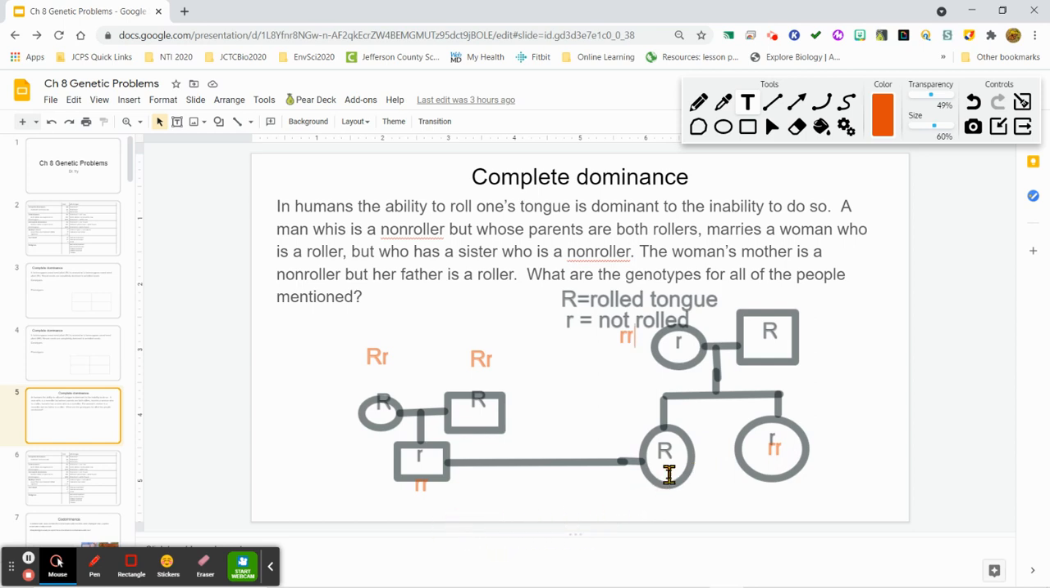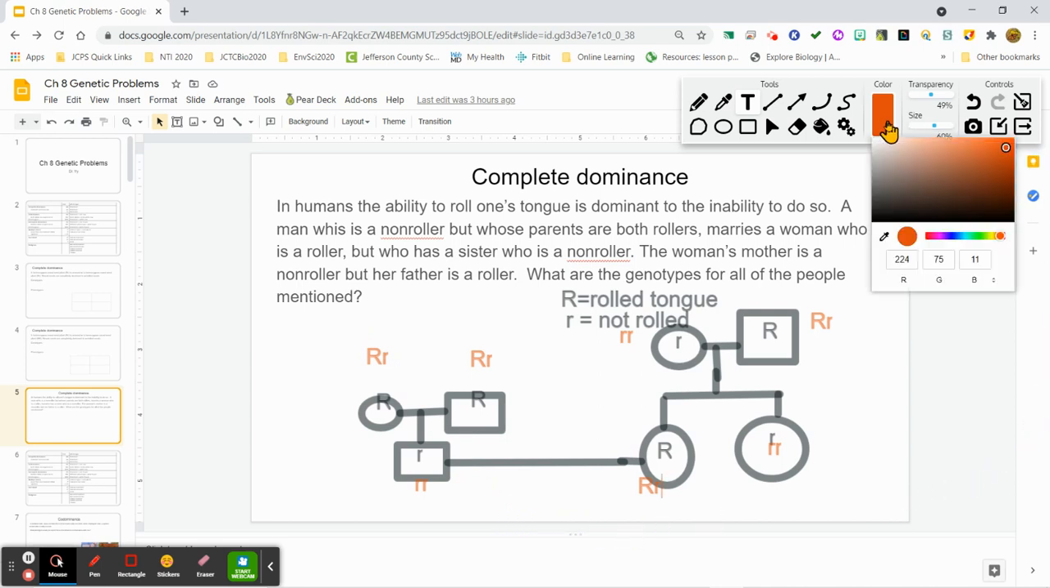And so he married her. So now you know this one's little r, but in order for them to have a daughter that's little r, this one had to give a little r. So he has to be big R, little r. And you know that she is also heterozygous because the only allele that this one can give is a little r. So this one is going to be big R, little r. So that's the answer to the question: what are the genotypes of all the people mentioned? I'll switch this back to black.